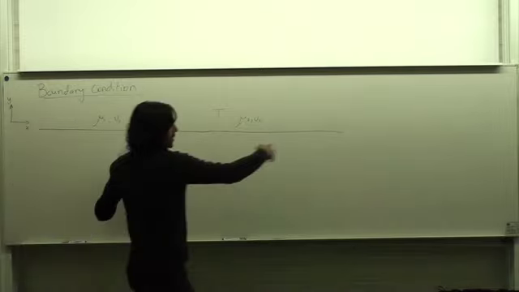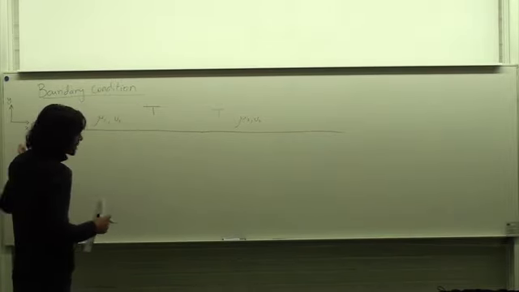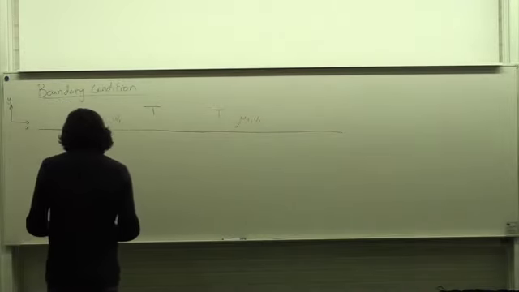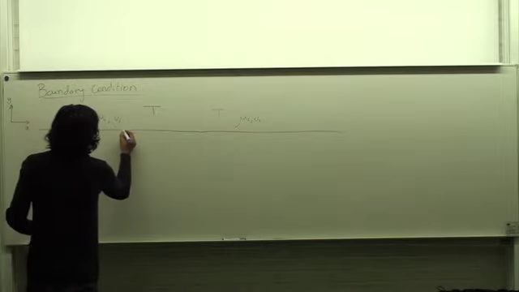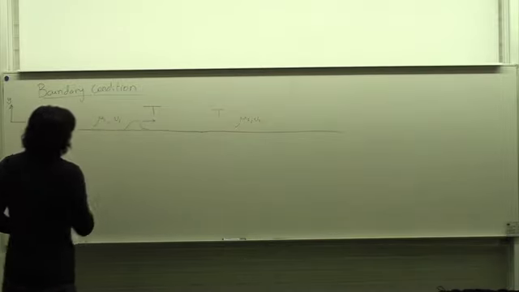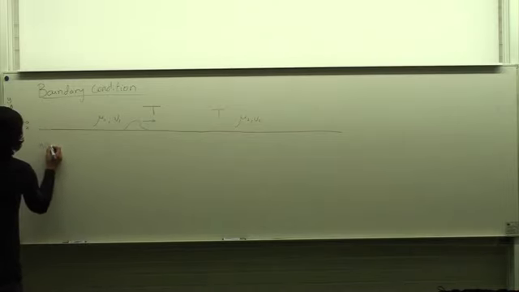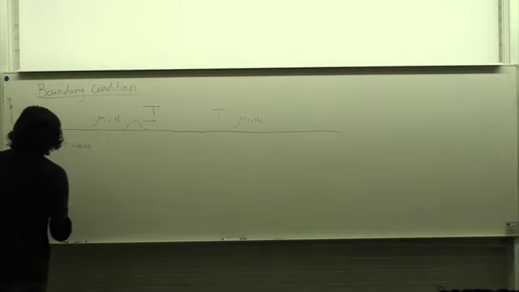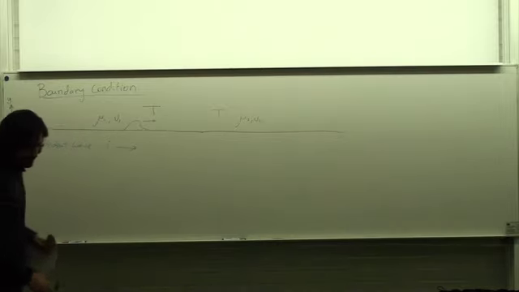We can assume that these are long enough, don't need to worry about that. But at some point in time, a disturbance is generated and it's traveling from left to right. We call that the incident wave. So here we have a disturbance coming from left to right, and we call it the incident wave. We give it the letter I, and it travels from left to right.